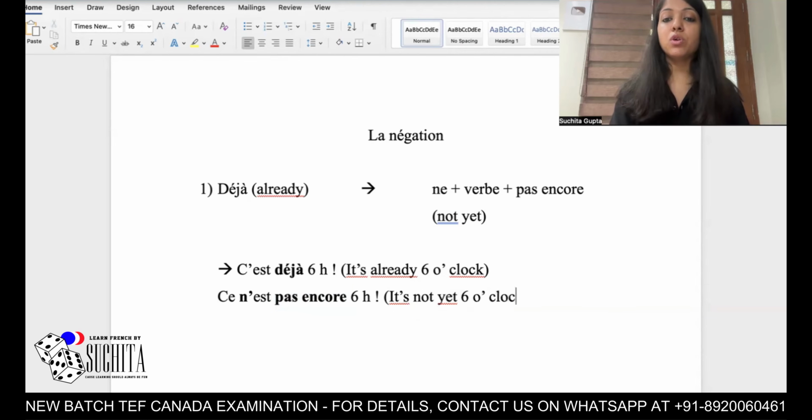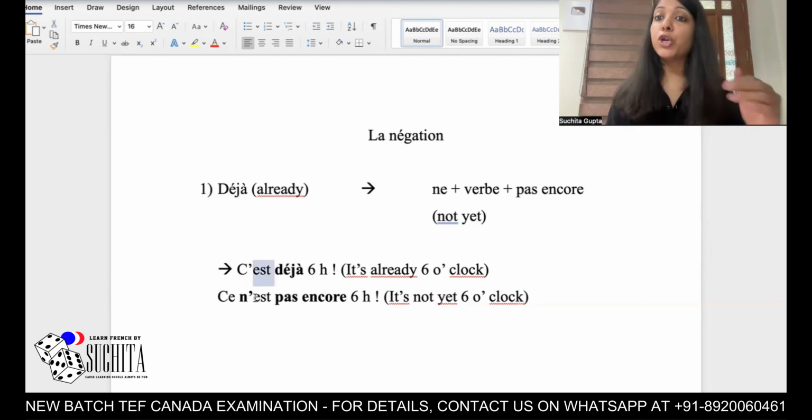So as simple as that, search for the verb, which is est over here, it's actually the verb être. If you do not know what the verb être is and how to conjugate it, I'm going to mention the link in the card above. You can watch that video and then come back here again. Okay, so now you've searched for the verb, which was the verb être. You've put ne before that and pas encore after that.